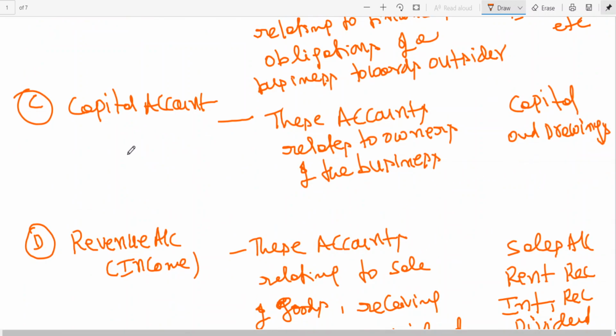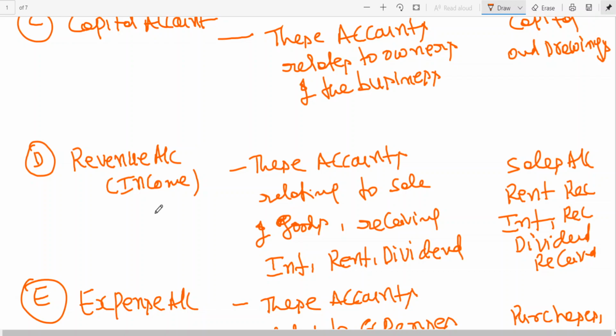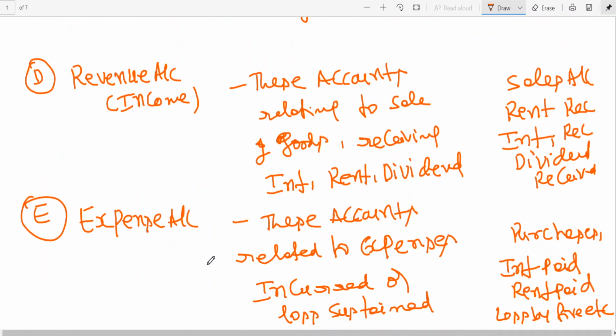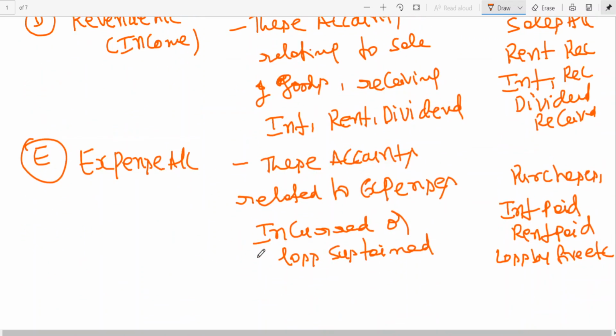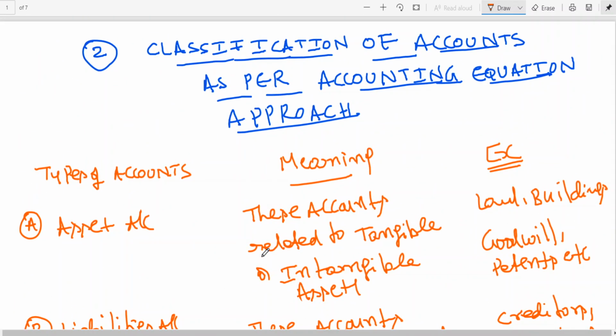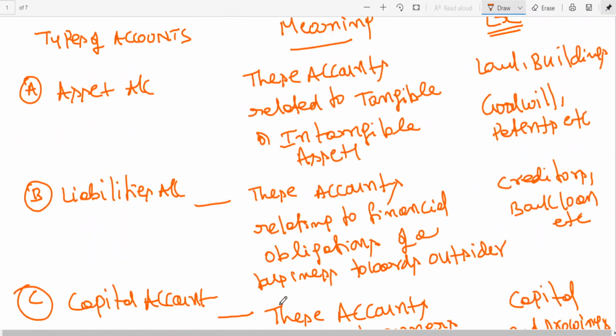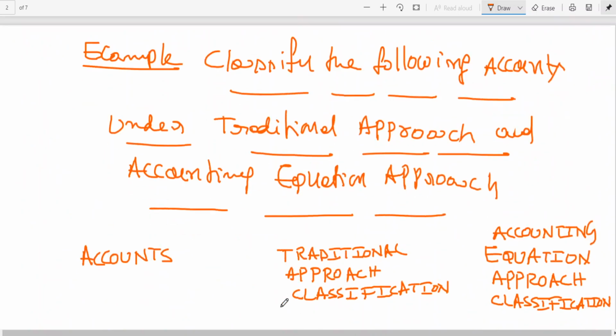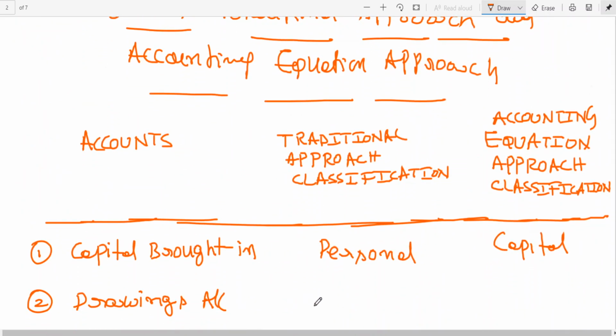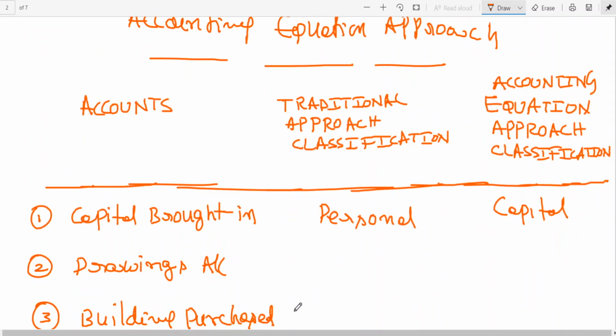Amount invested by the proprietor. Amount invested by the proprietor into business is called as capital. Revenue, periodical receipts, expenses, periodical payment. The same thing has been classified under accounting equation approach. That you should say. Accounting equation approach, capital is capital.